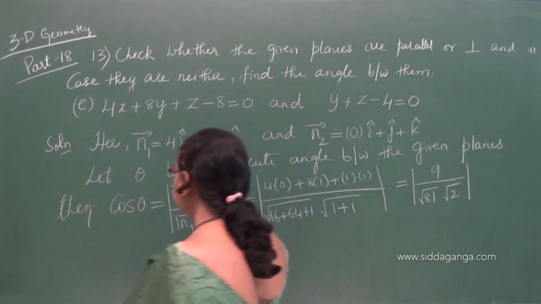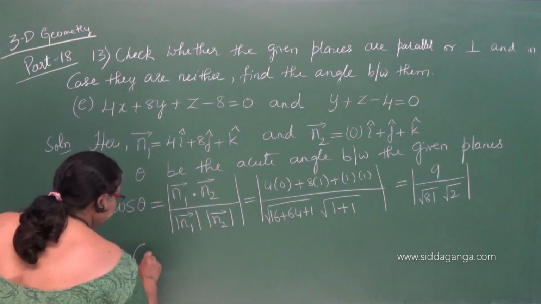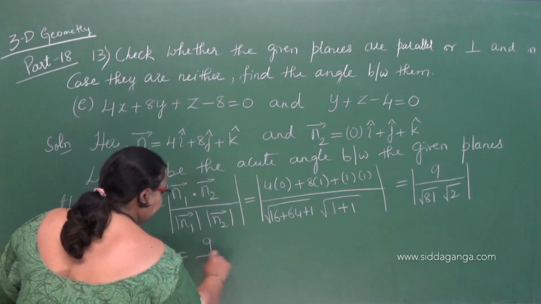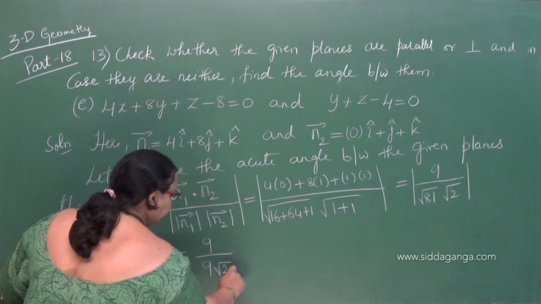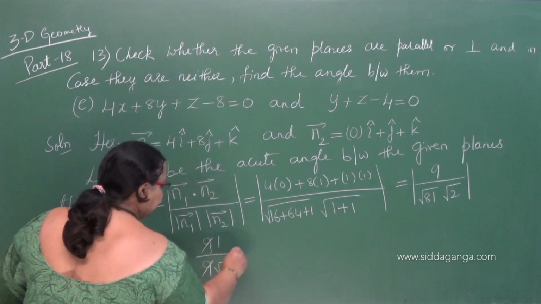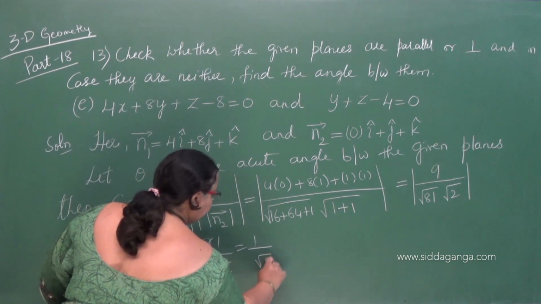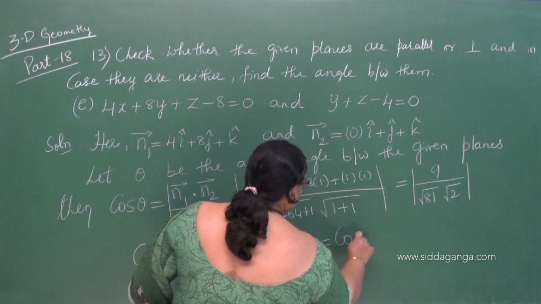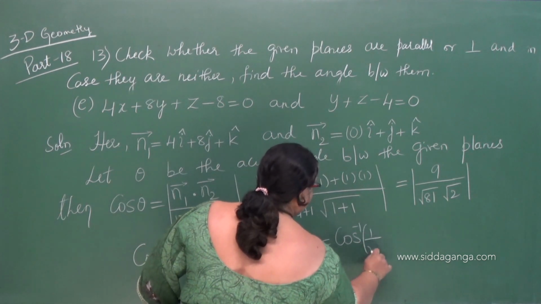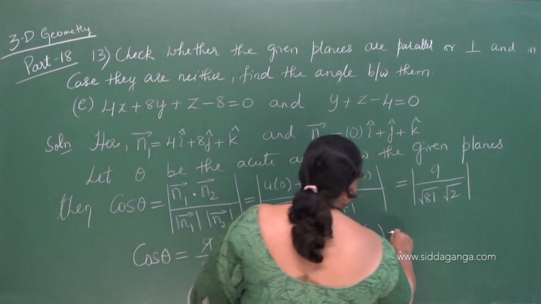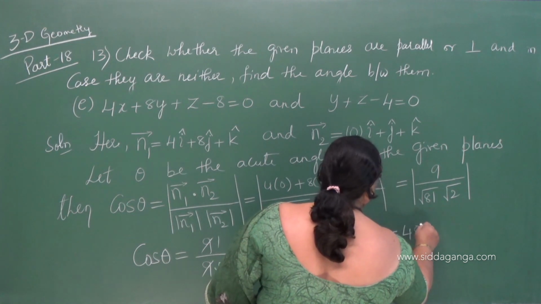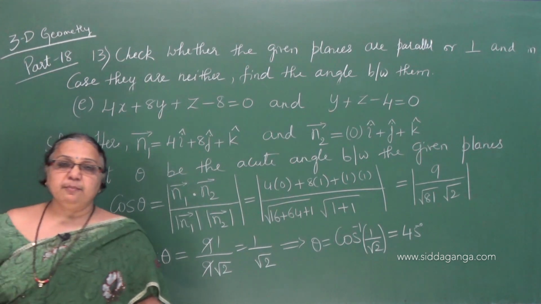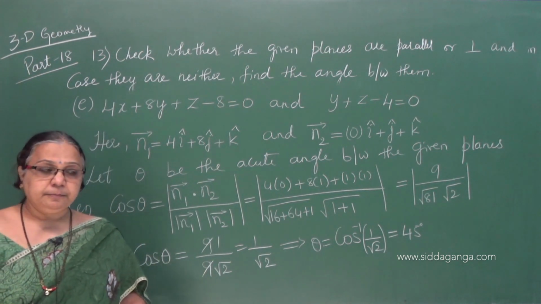that is equal to cos theta. It is equal to 9 divided by 9 into root 2. So that is equal to 1 by root 2. It implies that theta equal to cos inverse of 1 by root 2, which is equal to 45 degrees. The angle between the given two planes is nothing but 45 degrees.